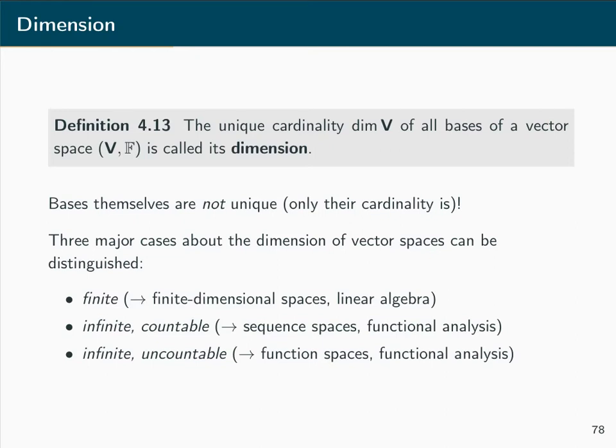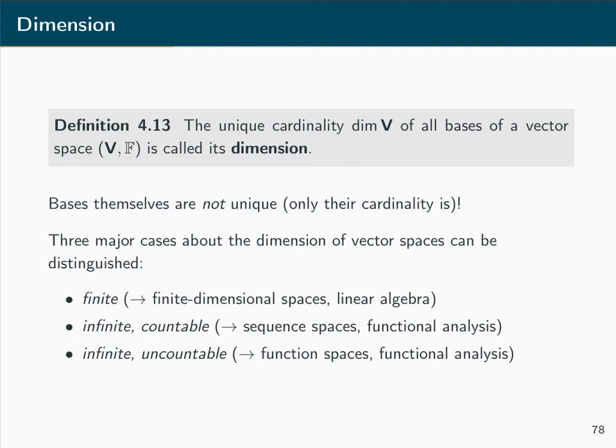Three major classes of vector spaces can be distinguished according to the dimension of the vector space. The first class are the finite dimensional vector spaces, which are the ones that we're most familiar with. So R2, R3, R4, Rn, C2, C3, and so on. And this leads to the subject of linear algebra.